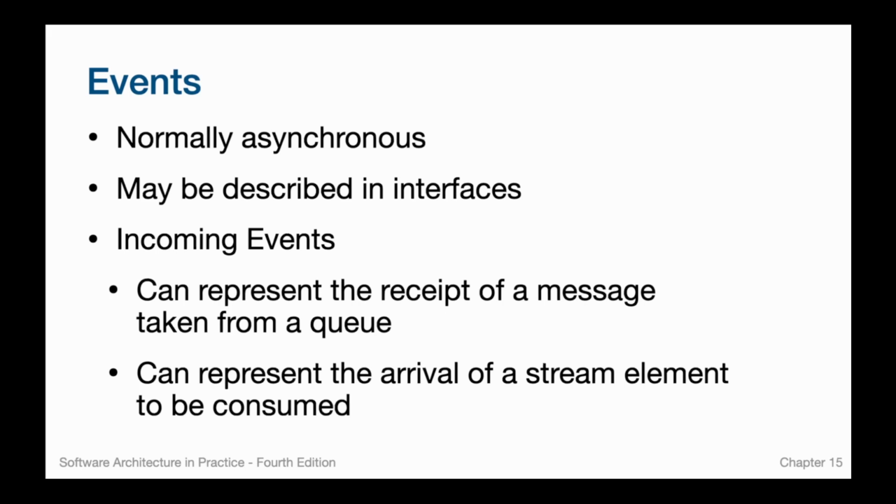So there's incoming events, which can represent the receipt of a message taken from a queue, or it could be the arrival of a stream element that has to be consumed. Active elements, which are those things that don't passively wait to be invoked, can produce outgoing events, and those are used to notify listeners or subscribers about interesting things that are happening within the element. So events happen asynchronously and are incoming or outgoing, depending on what they are.